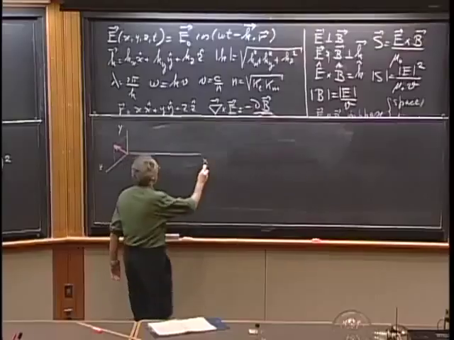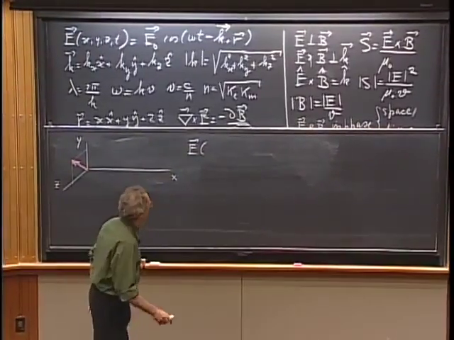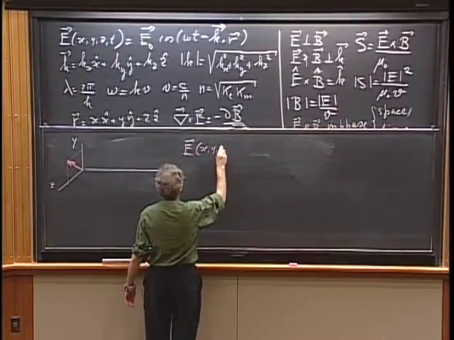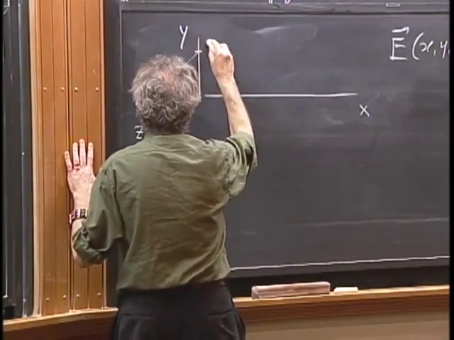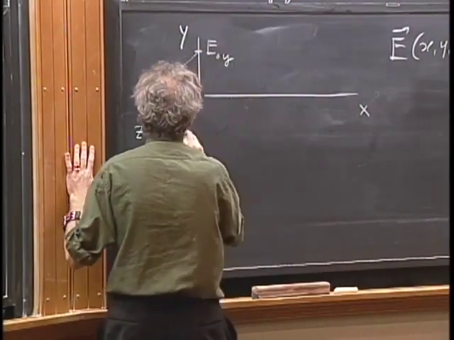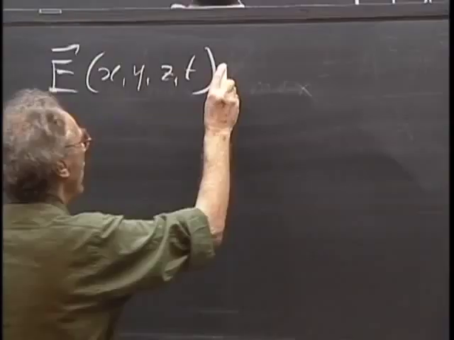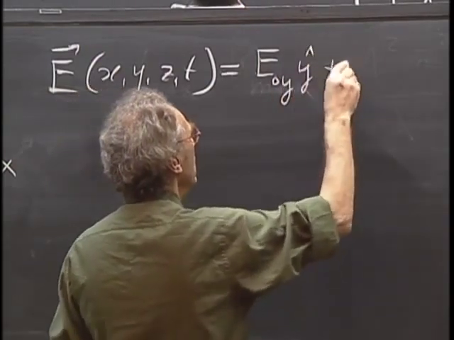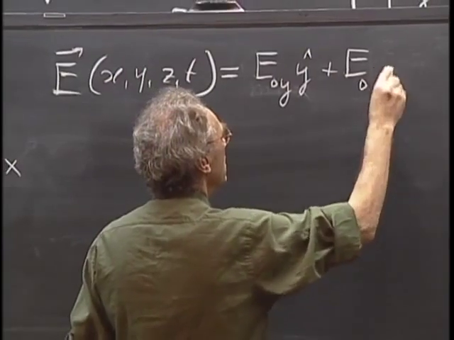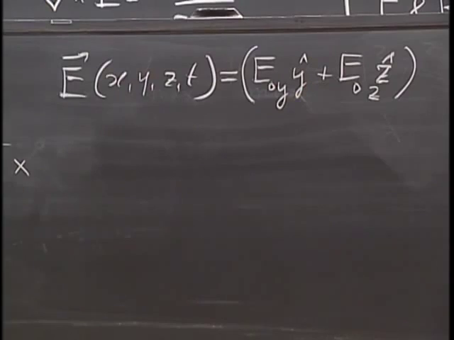So the standing wave, E as a function of x, y, z, and t, can then be written as this vector, where this here would be E0y at its maximum, and this would be E0z at its maximum. So that's the one that comes first. You get E0y in the y direction plus E0z in the z direction. That is the direction of that E vector.